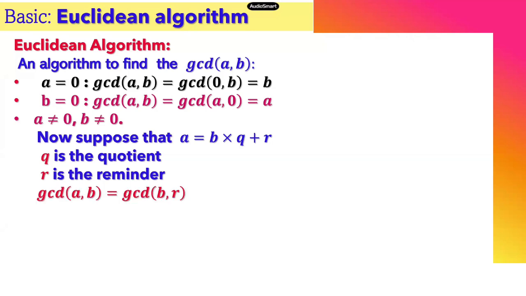Then the Euclidean algorithm says that GCD(A, B) is equal to GCD(B, R). If you continue, you will get smaller numbers, and finally you can calculate the GCD when you have a very small number. Repeat the process for B and R until you get the answer. So let's start with one example.